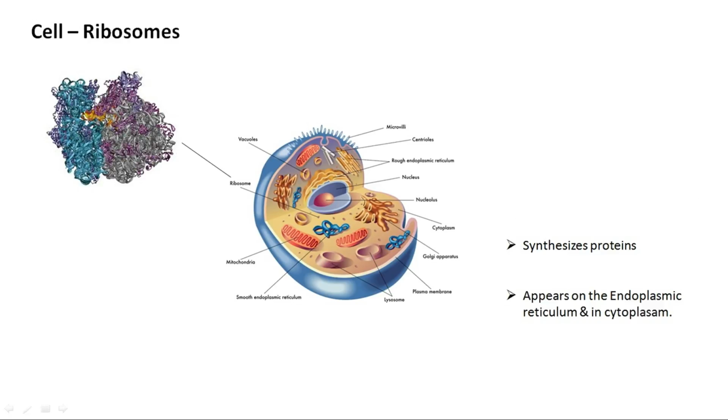Ribosomes. Ribosomes are the organelles in a cell that synthesize the proteins from the amino acids which cells get from your food. So ribosomes have the ability to make long strands of amino acid chain, which in turn becomes the proteins.